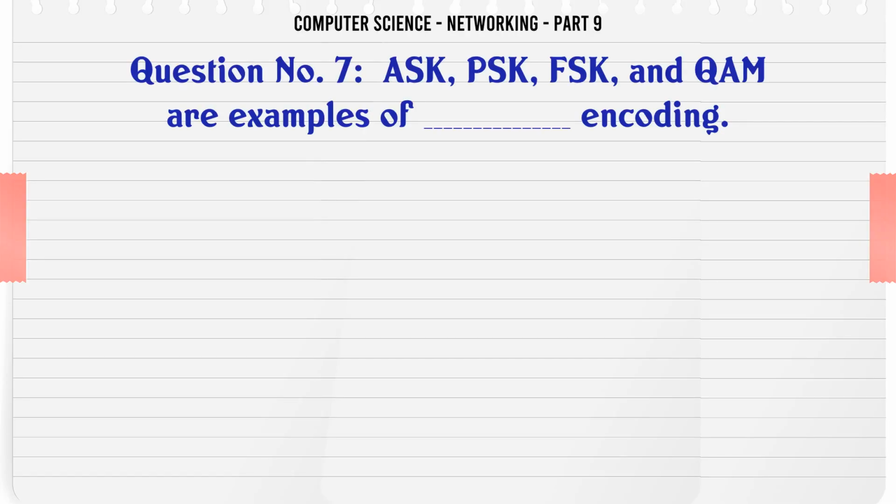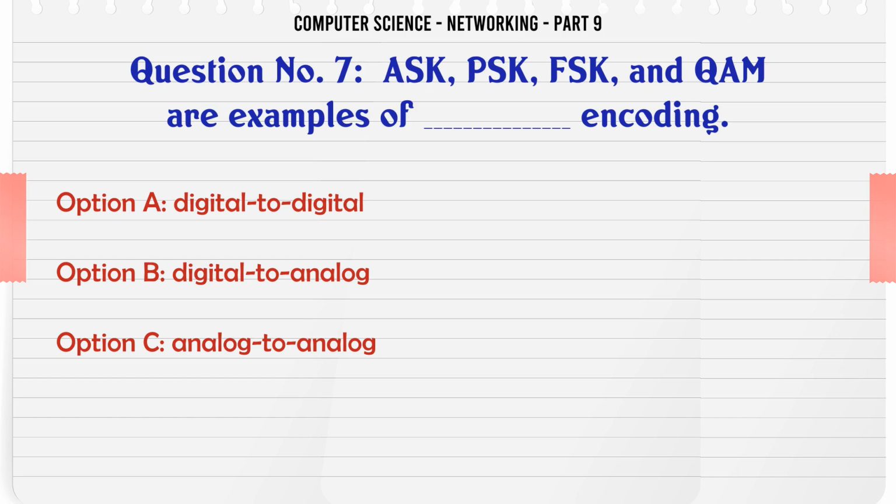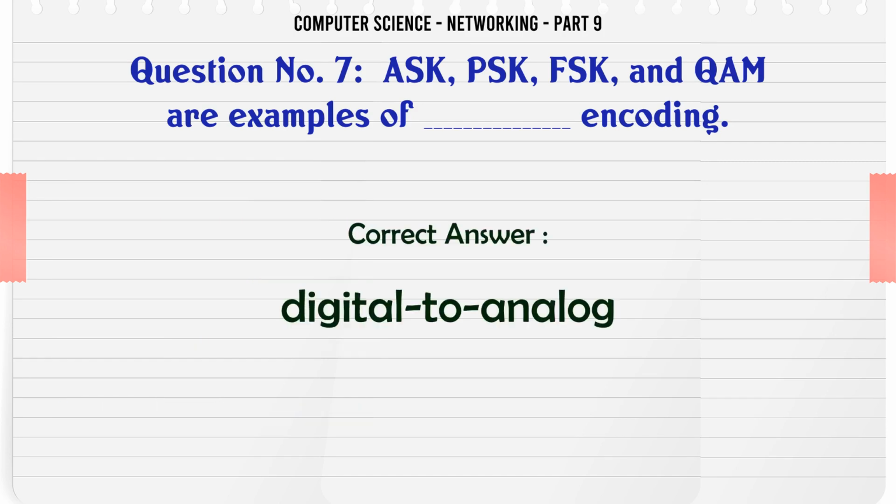ASCII, PSK, FSK, and QAM are examples of encoding. A. Digital to digital. B. Digital to analog. C. Analog to analog. D. Analog to digital. The correct answer is digital to analog.